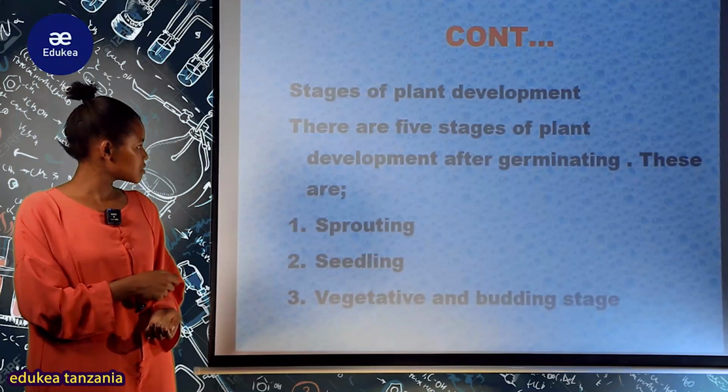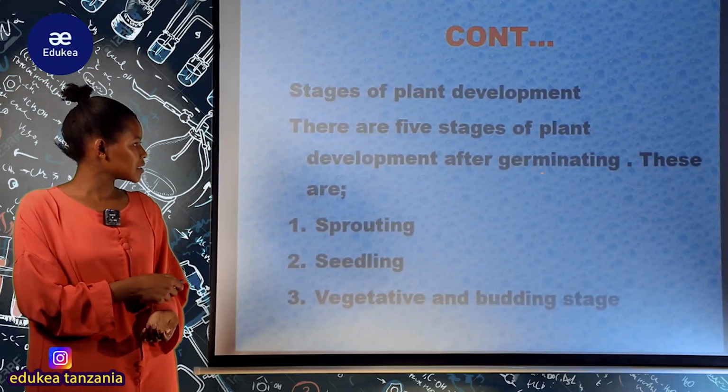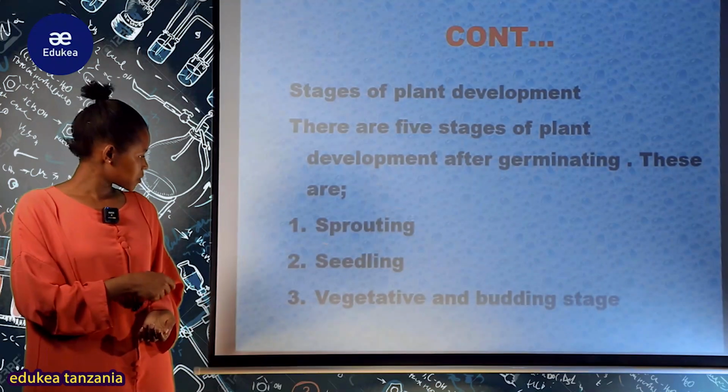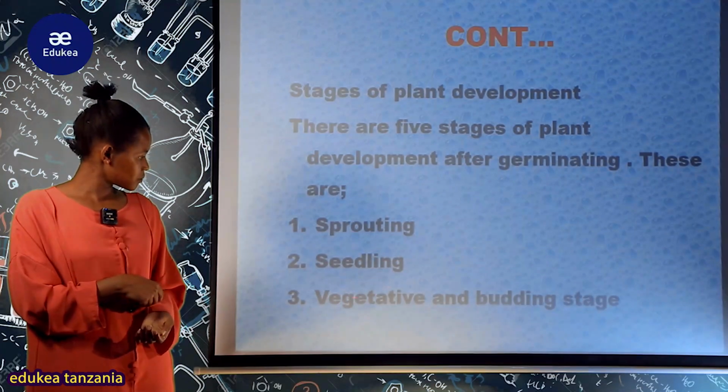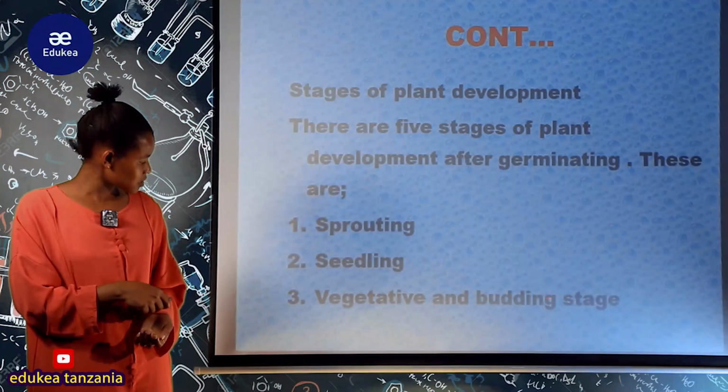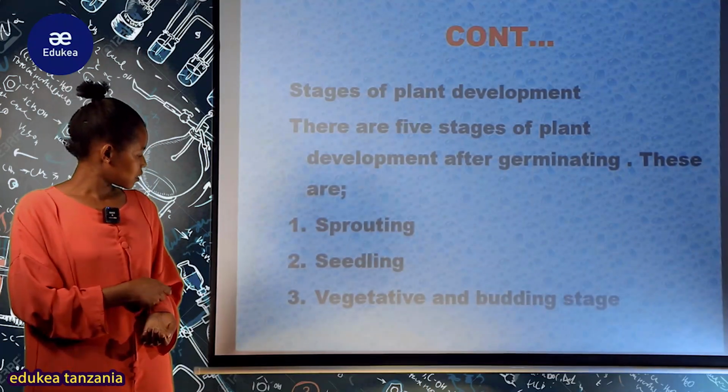There are 5 stages of plant development after germinating, and these are sprouting. Also there is seedling, there is a vegetative and budding stage, and other two.